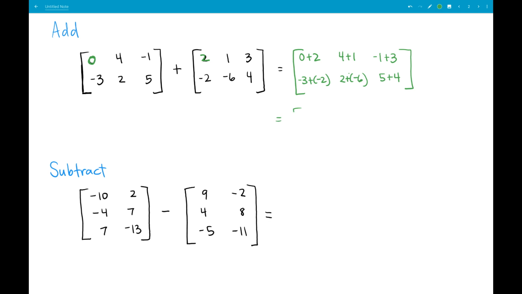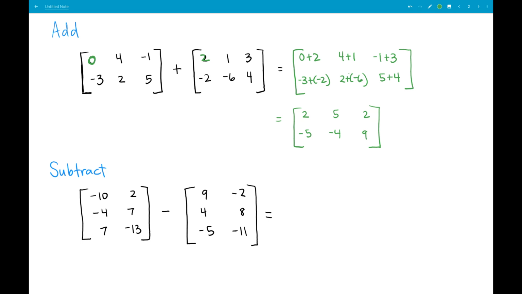So this would equal, so 0 plus 2 is 2, 4 plus 1 is 5, negative 1 plus 3 is 2, negative 3 plus negative 2 is negative 5, 2 plus negative 6 is negative 4, and 5 plus 4 is 9. And that would be my final answer.